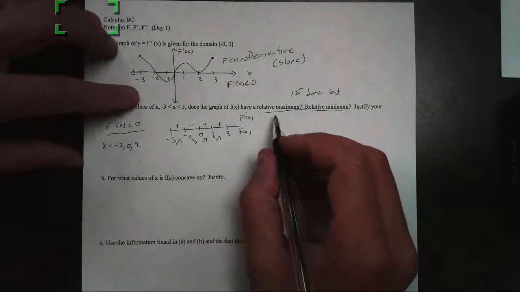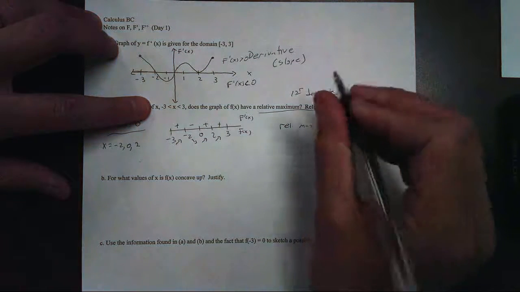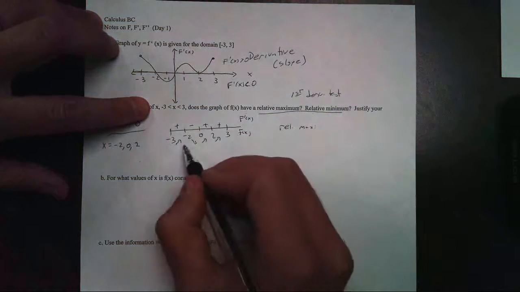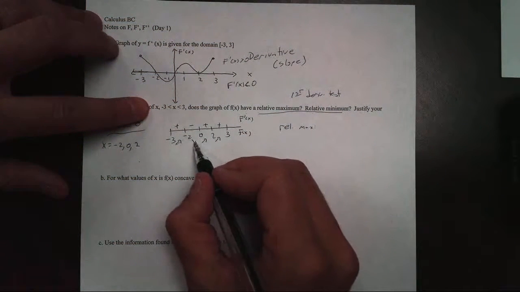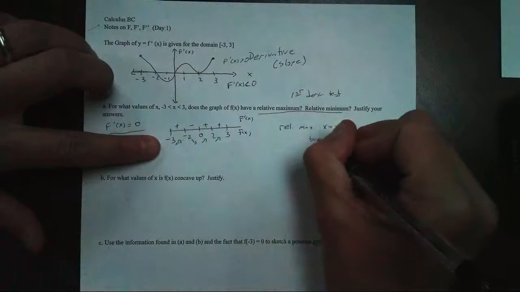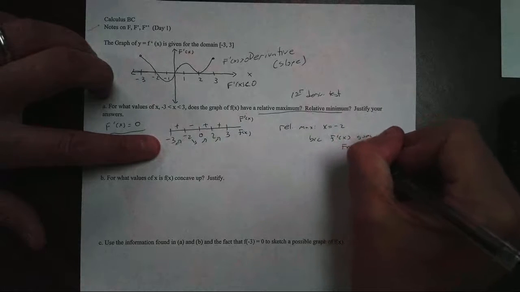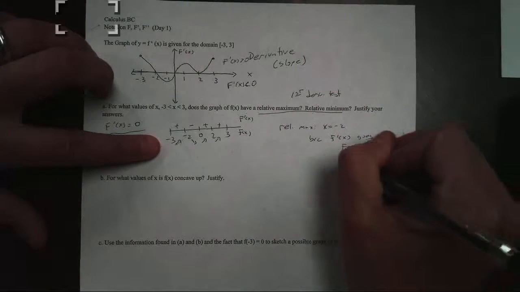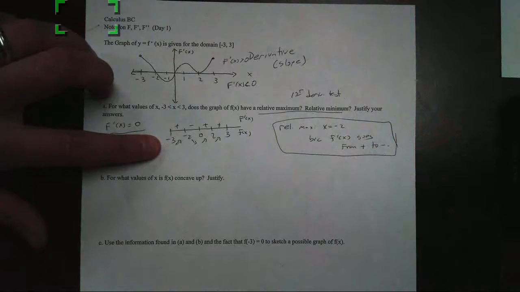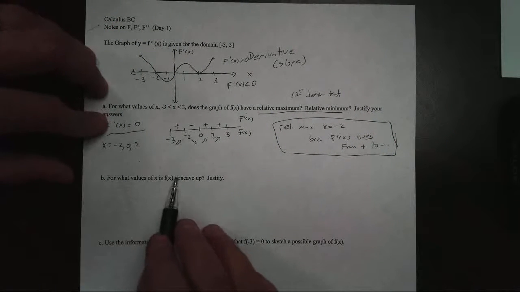So where is there a relative maximum? Well, a relative maximum occurs where the slope, remember, goes from positive to negative, up, down. So there's one at -2. And that is because the slope, the derivative, goes from positive to negative. Very easy to do. The next part says, for what values is the function concave up?